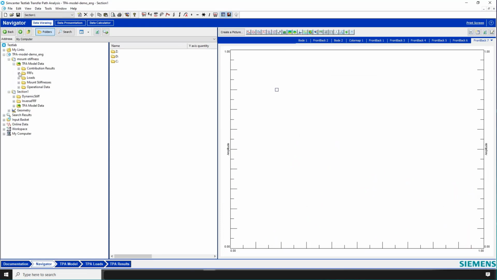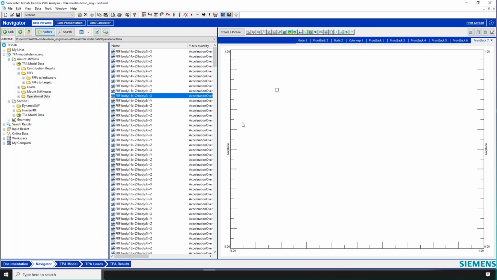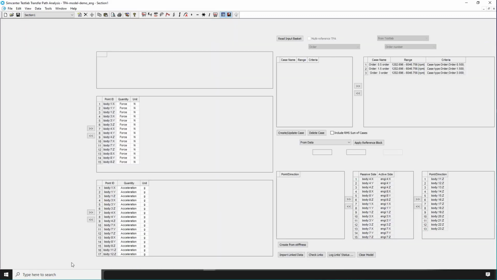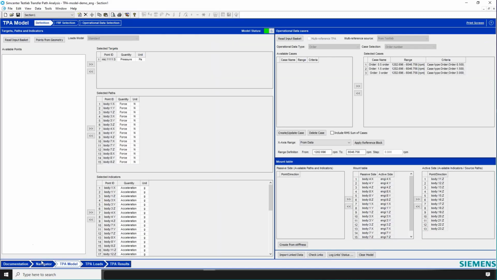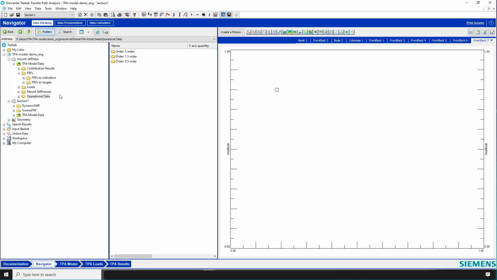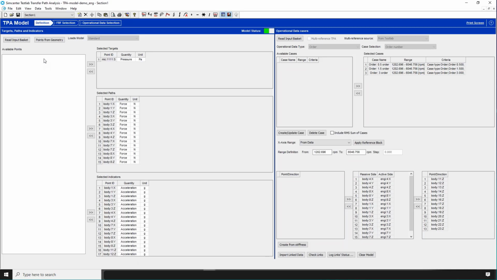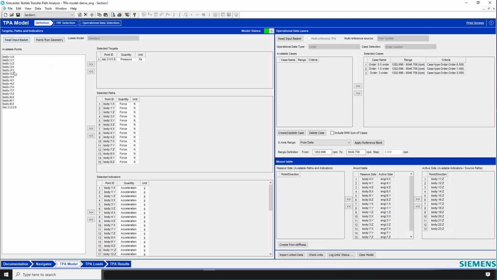There is data in here. So there's FRF data that's been collected. So you have FRF data and you have operational data. So when you put this data in an input basket, you can start to organize it.